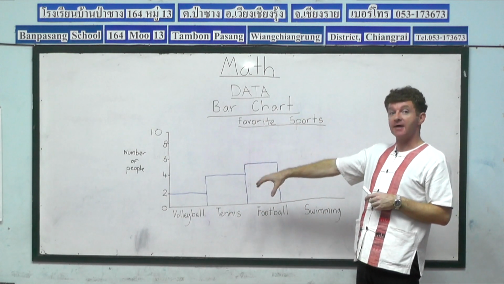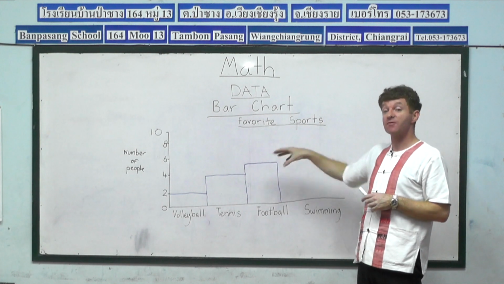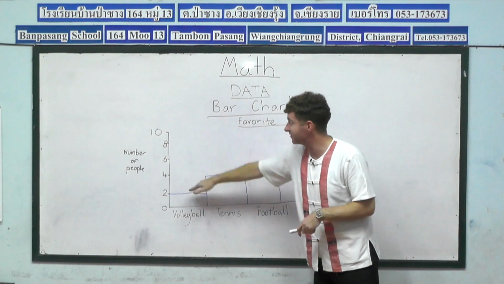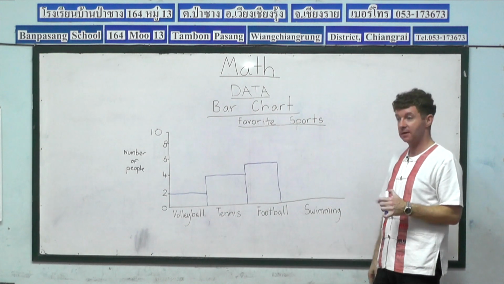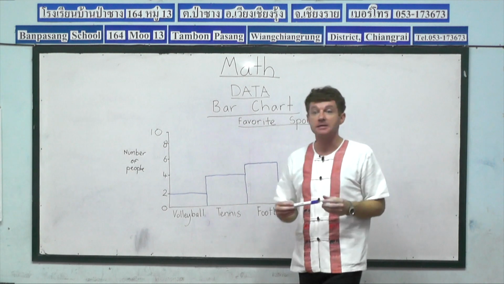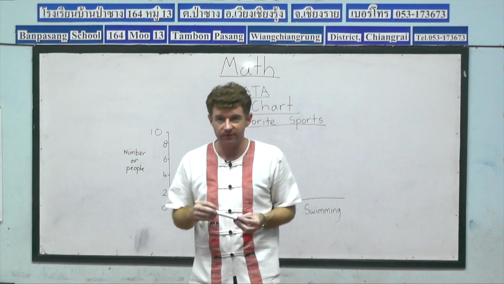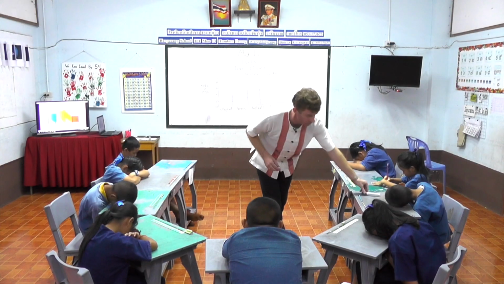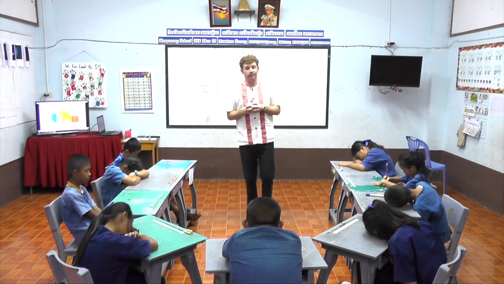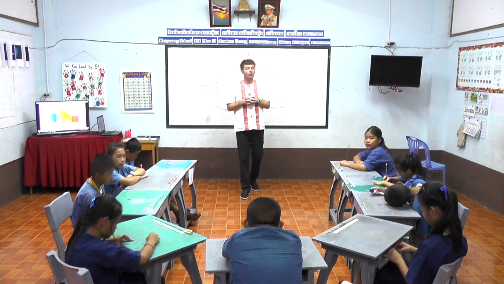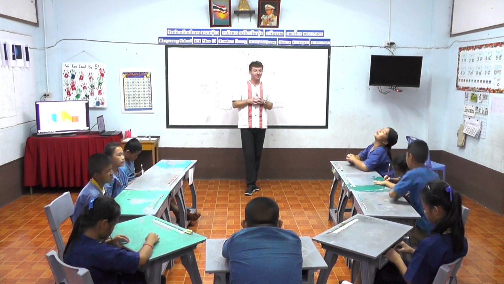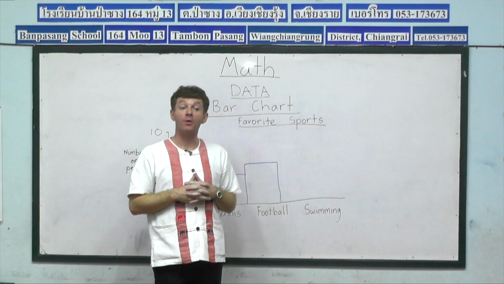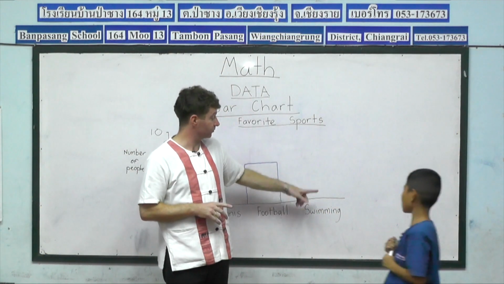So you can see, guys, every different sport has a different number of people who like it, and they are all represented by different bars on our chart. And there's one sport left, swimming. So let's see who can do the swimming bar. Okay, now it's the turn of Pangpon to come and help me. So Pangpon, bring the pen to the front of class, please. And what we need to help Pangpon to do is draw the swimming bar.